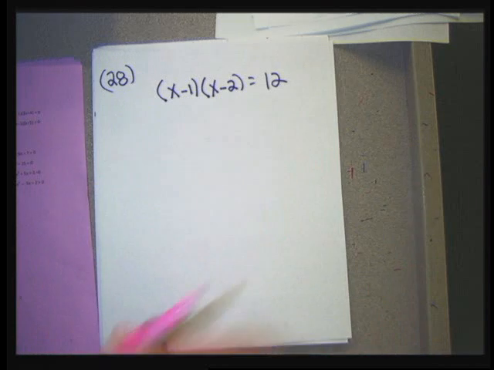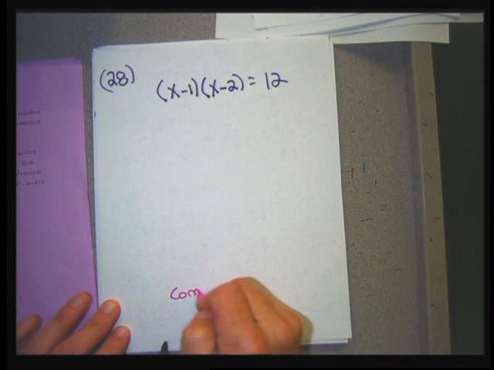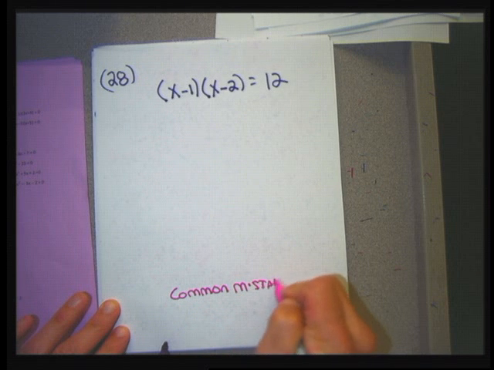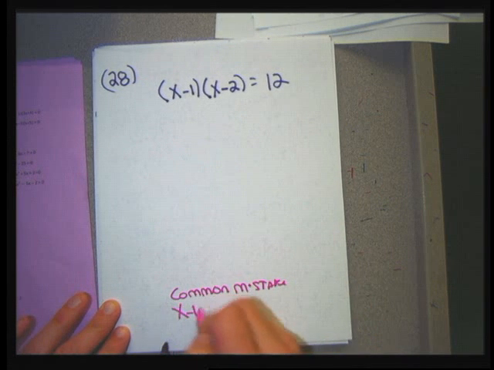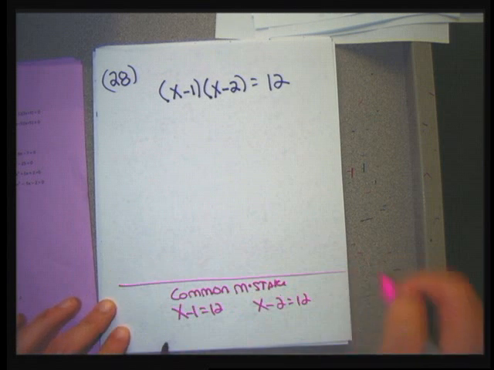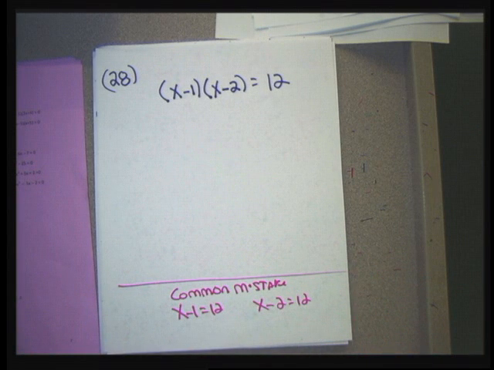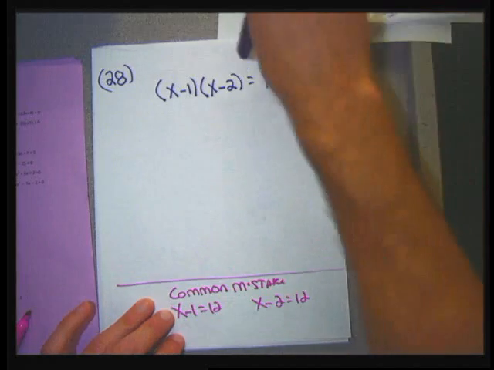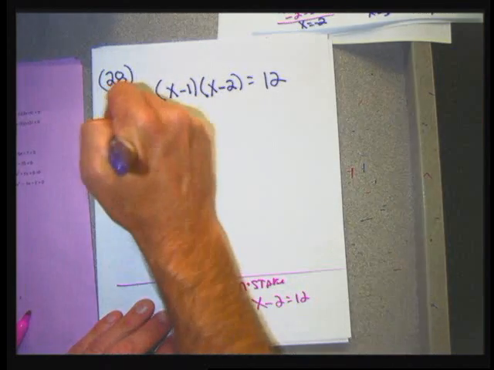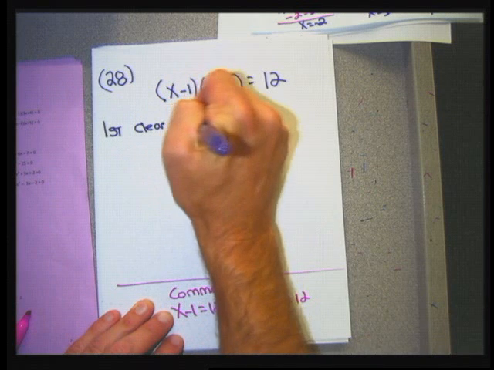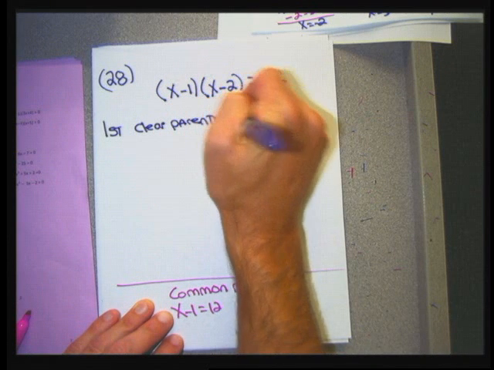So the common mistake is just to drop the parentheses and set the parentheses equal to the right side. That strategy only works when the right side has a 0. So because there's not a 0 over here, I need to unfactor. I'm going to go through the exact same steps that I did before. So first, I'm going to clear the parentheses. And in this case, it's a foiling to clear the parentheses.